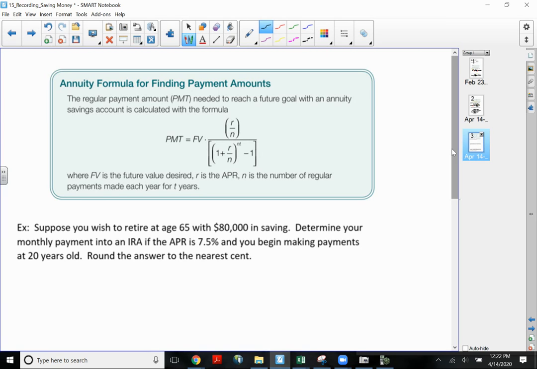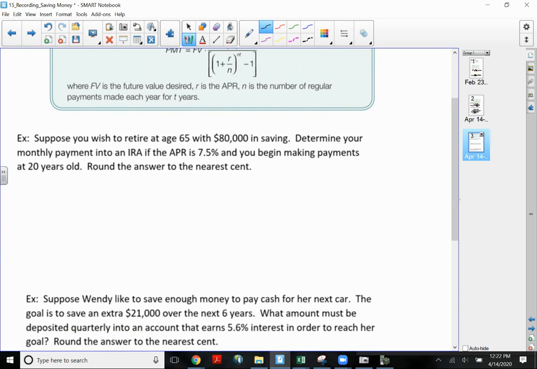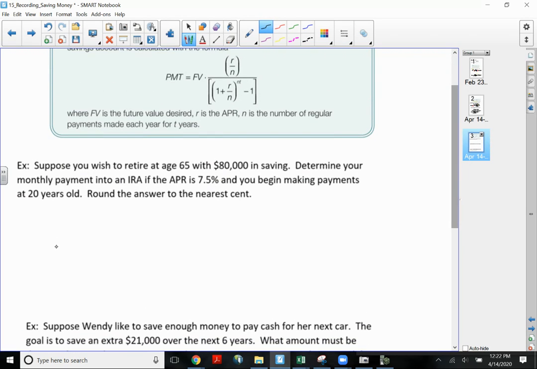So suppose you retire at age 65 and you want to end up with $80,000 in savings. Determine your monthly payment into this IRA if the IRA account is earning 7.5%. So my monthly payment I need to pay myself is equal to my future value, 80,000. So this is just like earlier. This 80,000 over 1 will be viewed as the numerator, times r.